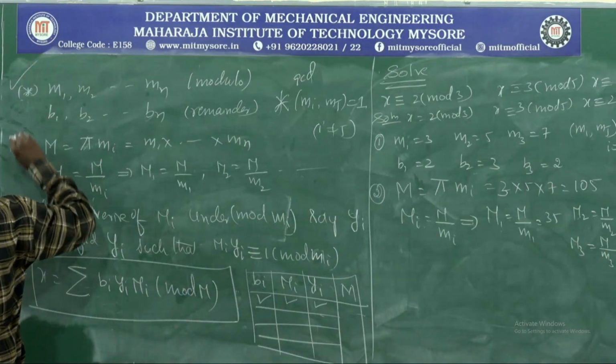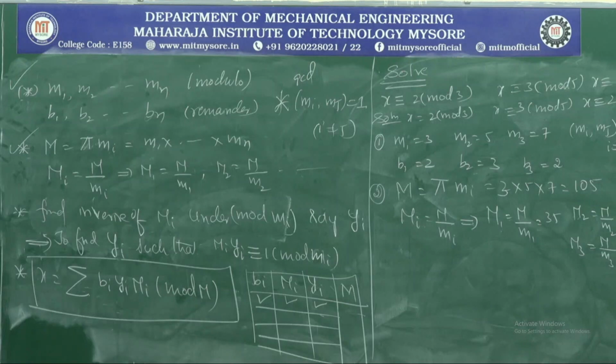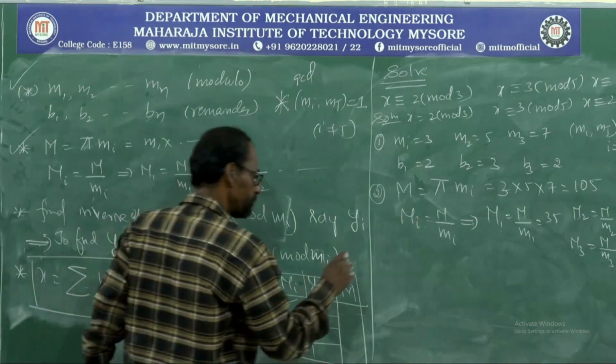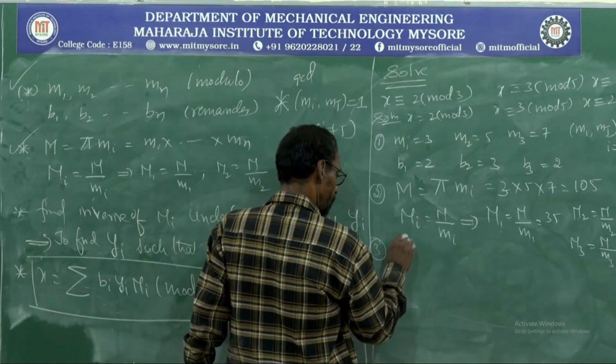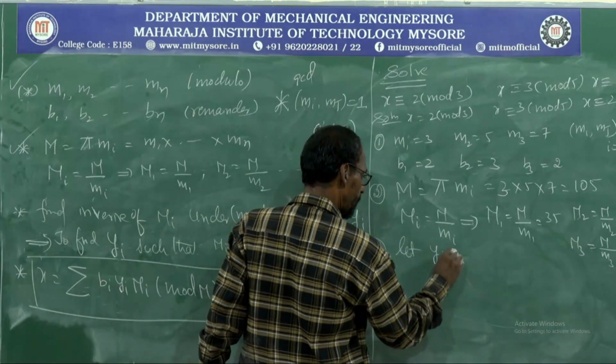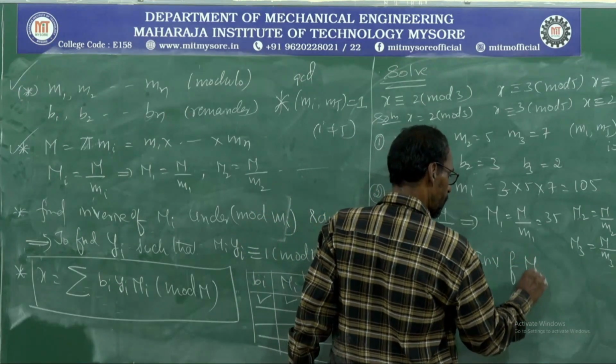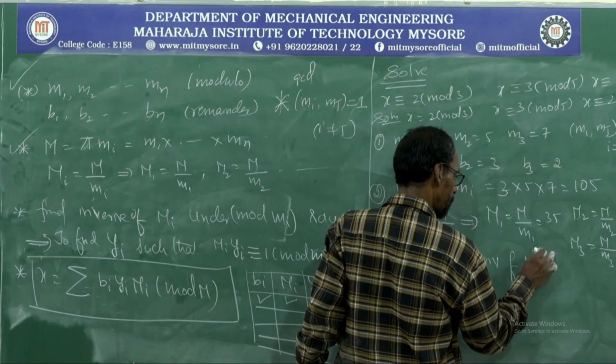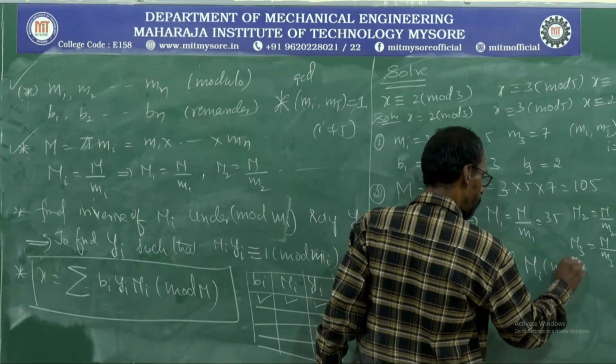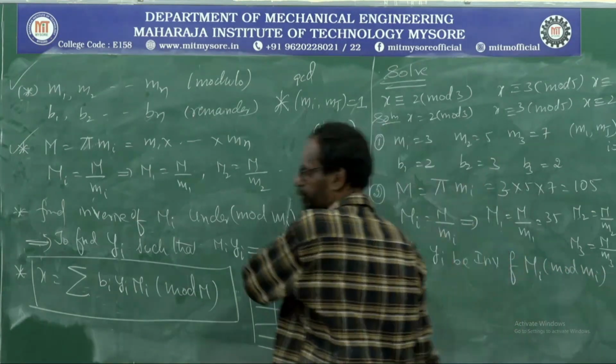So I got step number 1, I got step number 2, and step number 3 is a typical one. Be careful. I want to find, let yi be the inverse of capital Mi under modulo small mi.